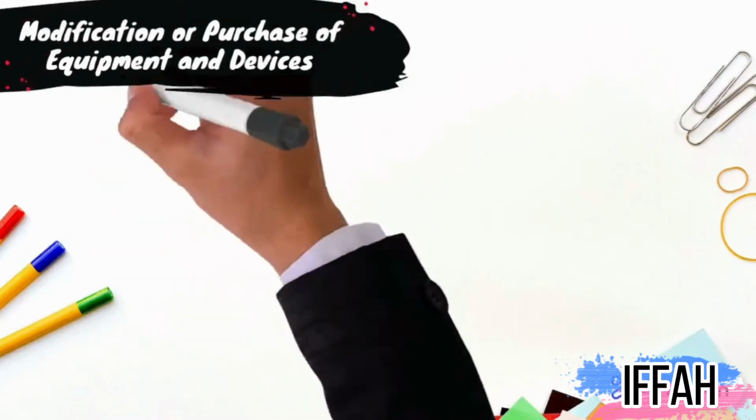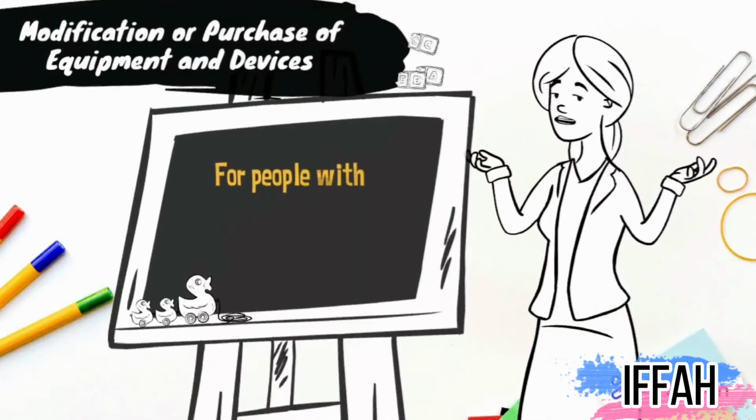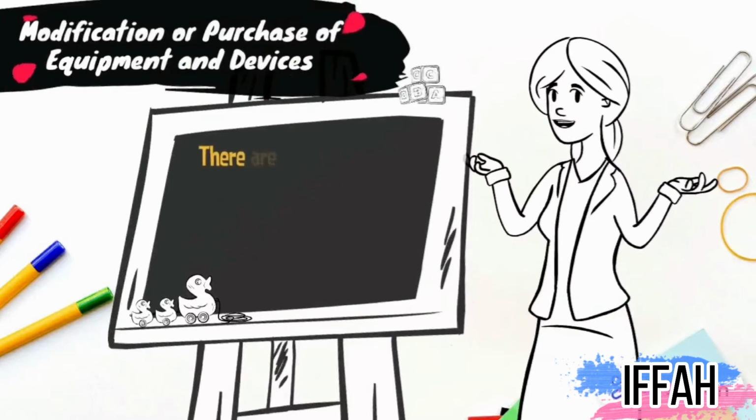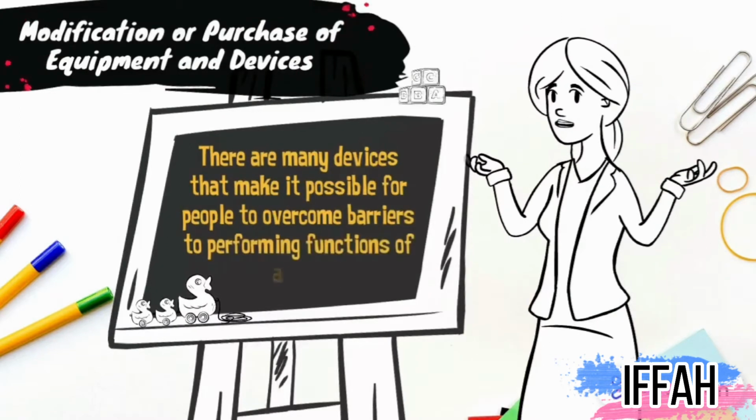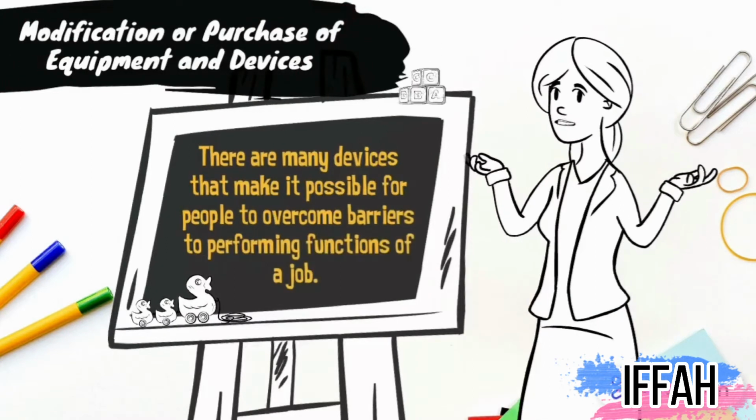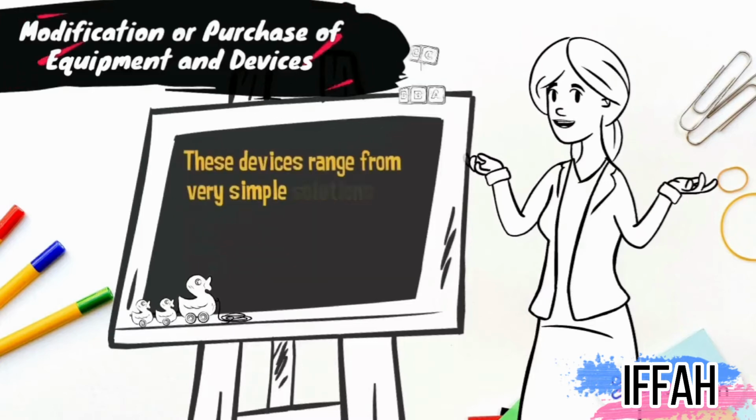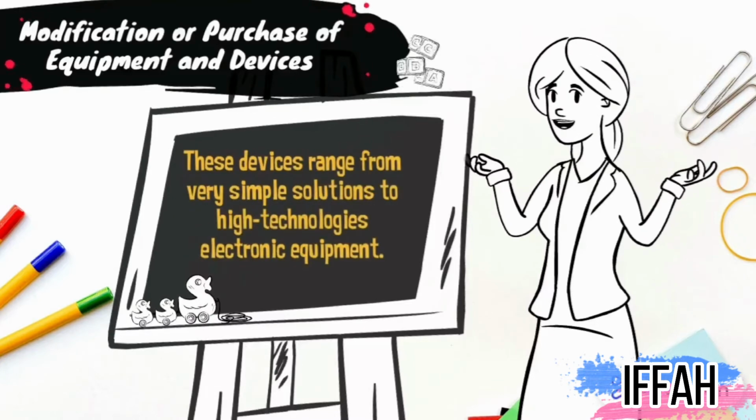Modification or purchase of equipment and devices. For people with many types of disabilities, there are many devices that make it possible for people to overcome barriers to performing a function of a job. These devices range from very simple solutions to high technology electronic equipment.